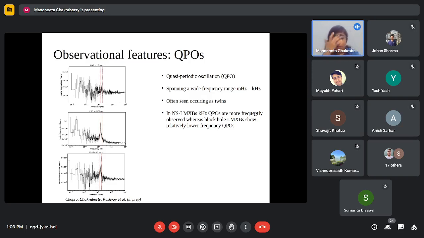We also see one exciting thing, that the neutron stars and the black holes both of them show QPOs, but the nature of the QPOs they show are slightly different. Neutron stars tend to show a little bit higher frequency QPOs, whereas black holes, on average, typically tend to show low frequency QPOs more.